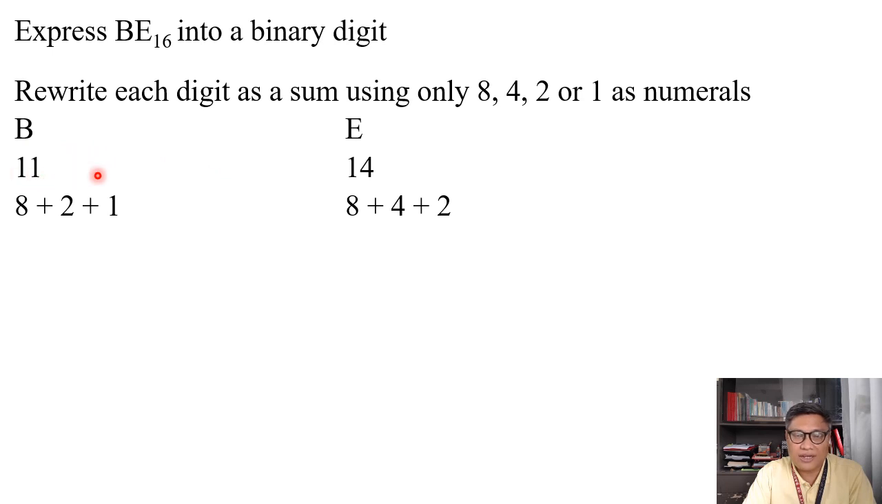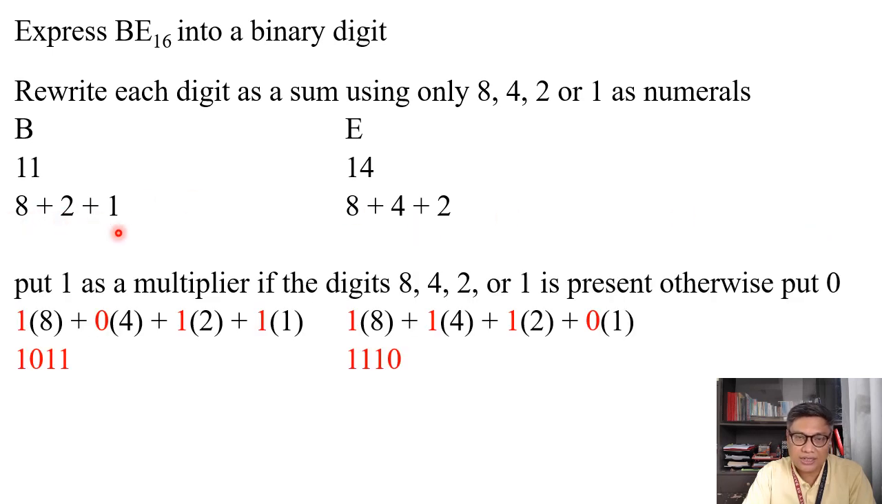Then we rewrite 11 as a combination of 8, 4, 2, and 1. So 11 can be rewritten as 8 plus 2 plus 1, while 14 can be rewritten as 8 plus 4 plus 2. Then we put 1 as a multiplier for these digits that are present, while 0 if the digits are not present. So 8, 2, 1 are present here, so you notice that 4 is not present in 11, so you have to put 0. While 8, 4, 2 are present, but the 1 is not, so you have to put 0 as well. Anyway, if you're going to multiply any number by 0, class, it is always 0.